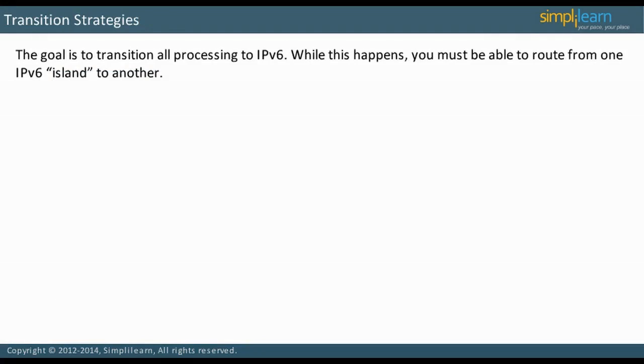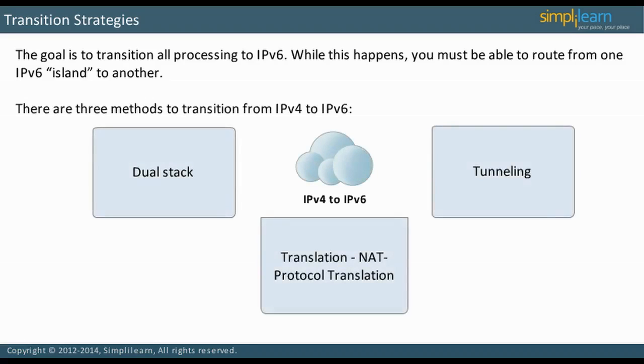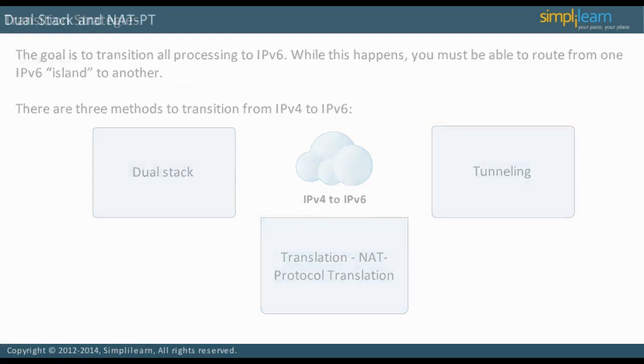Transitioning to IPv6 is inevitable. However, there is a huge IPv4 infrastructure at present. Not all can be converted at once. The overall goal is to transition all processing to IPv6. While this happens, you must be able to route from one IPv6 island to another. There are three methods to transition from IPv4 to IPv6: dual stack, translation using NAT-PT, and tunneling. Let us look at each method in the following slide.